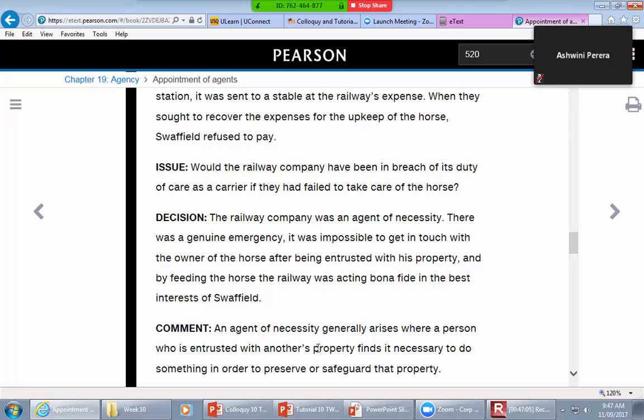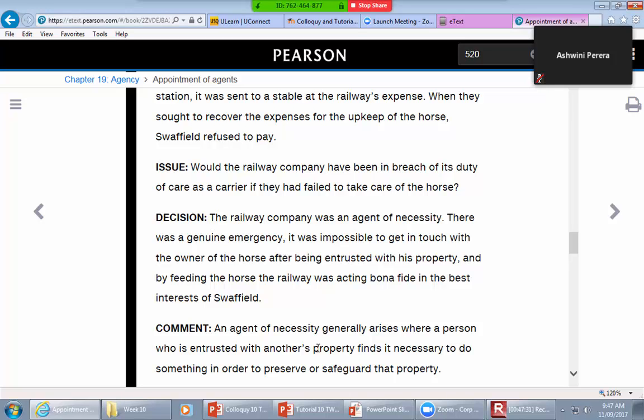Anyone? The cost of the stay. Thank you. So there's a cost involved. And the issue is, who's going to pay? The railway company or Swafield? Yes? Now, how can you adjudicate on that matter? Who should pay? Swafield or the railway company? What would be the legal issue?